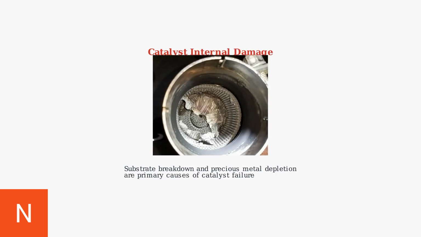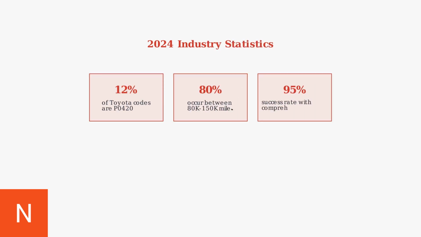When diagnosis reveals catalyst failure, internal damage is often severe. This damaged converter shows the typical substrate breakdown that triggers P0420 codes. Industry data from 2024 reveals important patterns. P0420 accounts for 12% of all Toyota diagnostic codes, with 80% occurring between 80,000 and 150,000 miles.